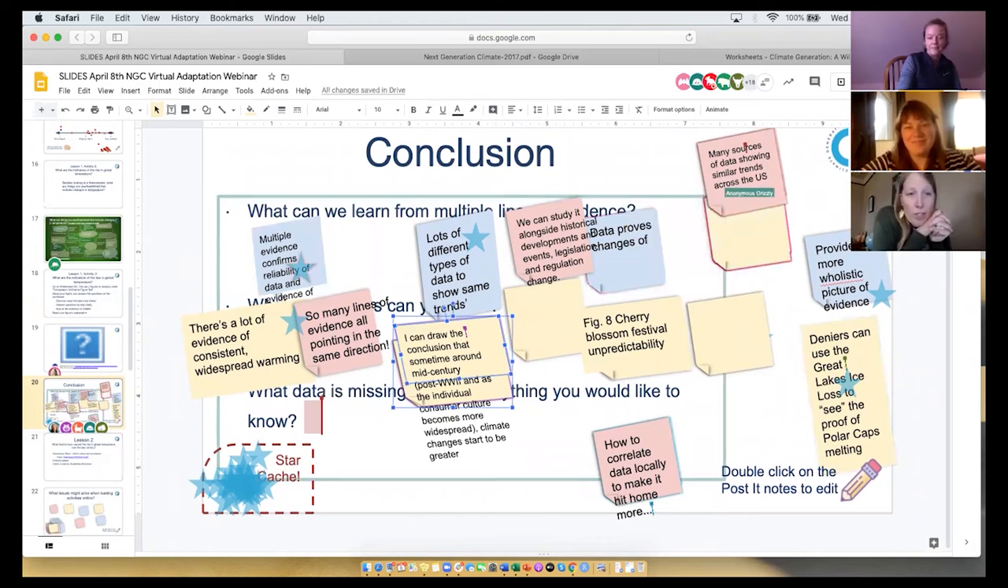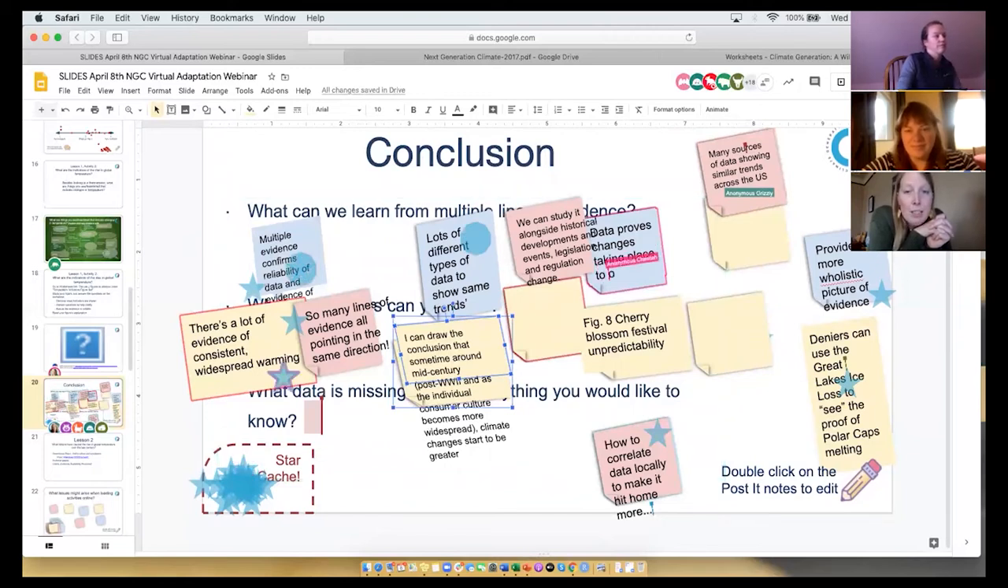So we know that this is not the full picture either. What data is missing? What would you like to know? Obviously that is a huge part of this activity. One of them: how to correlate data locally to make it hit home more. For sure, we know that with climate change education, understanding what's happening in our own backyard makes it way more relevant for students learning.